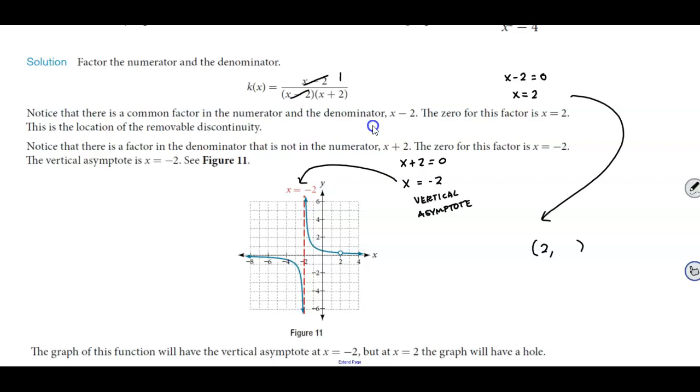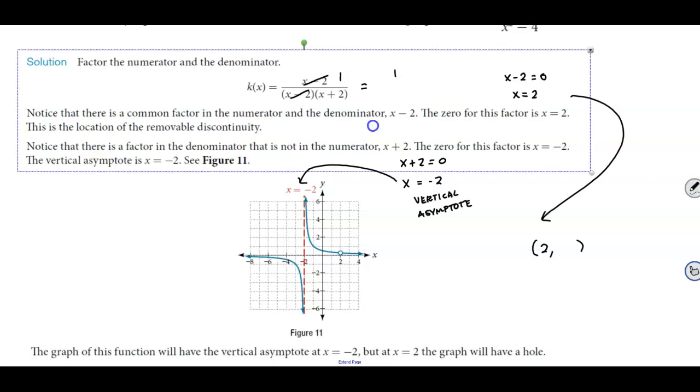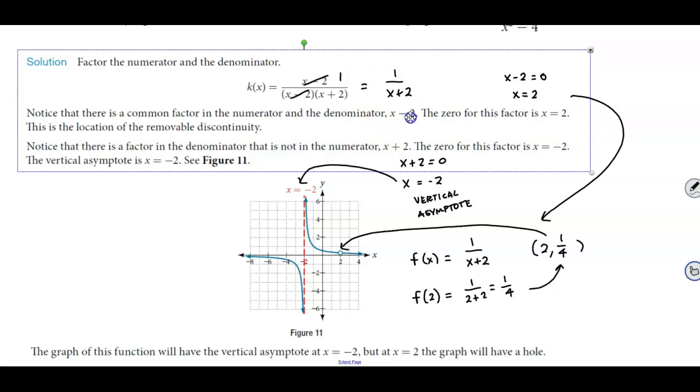So now, if we want to find out where that hole is located, then the remaining function is 1 over x plus 2. So if we have the function f of x equals 1 over x plus 2, we want to find out what the output is when x is 2, since 2 is the location of the removable discontinuity. So we have 1 over 2 plus 2, which is equal to 1/4. So therefore, the ordered pair 2, 1/4 is where the hole is located.